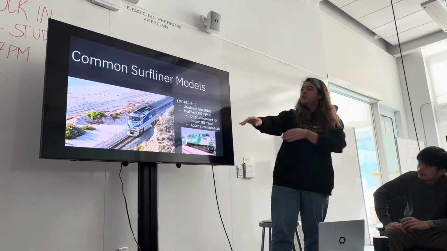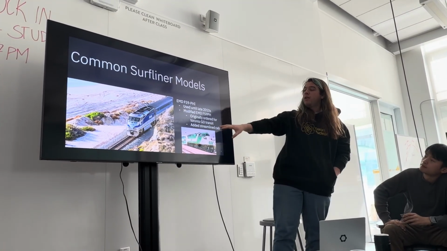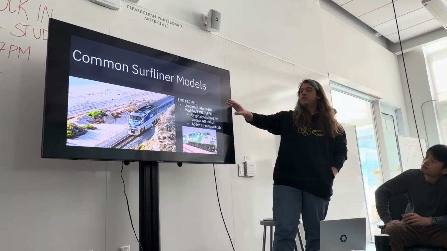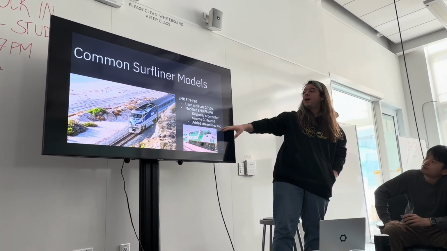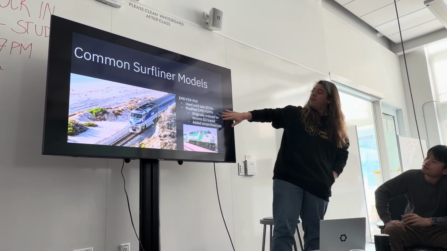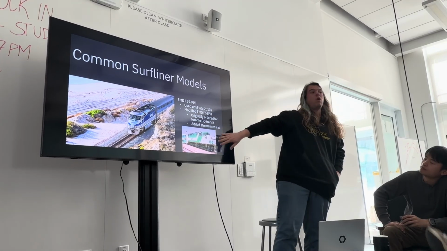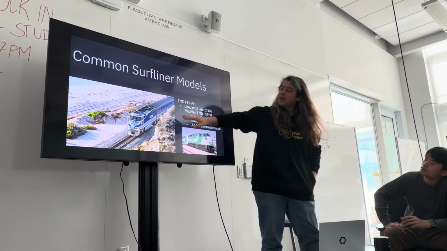I built this originally for San Diego. This is the standard model of locomotive that's run in San Diego. It's the EMD F59PHI. It's a modified F59PH, which was originally ordered for Toronto's GO Transit, but they added this streamlined cab.